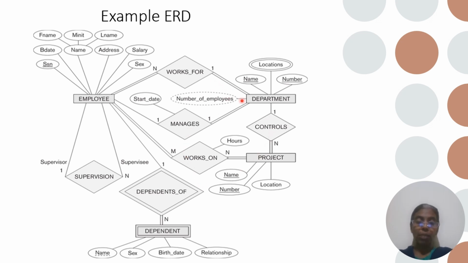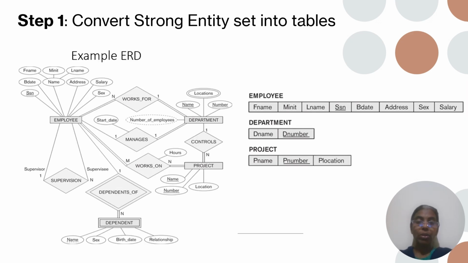So this is the ER diagram which we are going to take, and we are going to convert this ER diagram into tables. Let us see step by step. In the first step, you have to identify the strong entities. In the explanation, I told you which are the strong entities. Whichever has the solid rectangle, like Employee, Department, and Project. These are the strong entities.